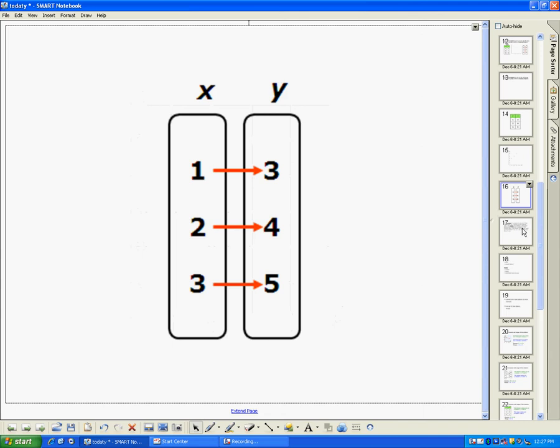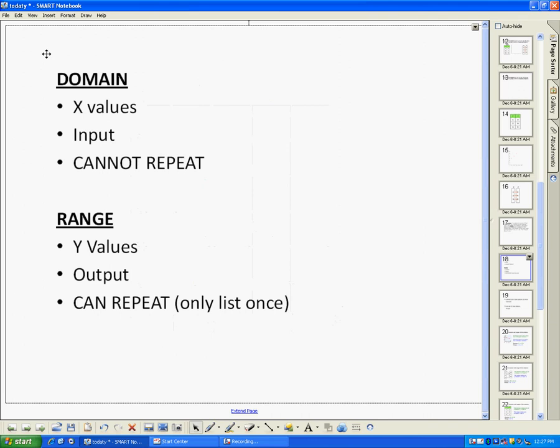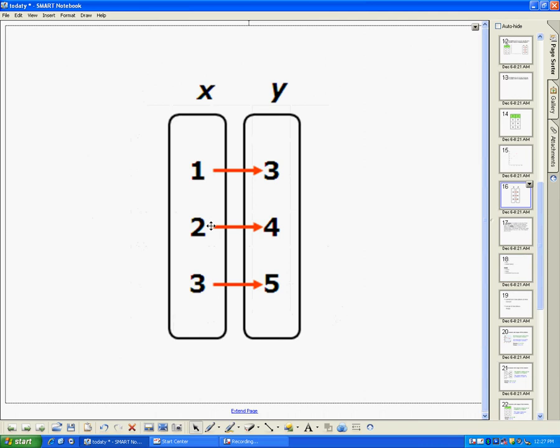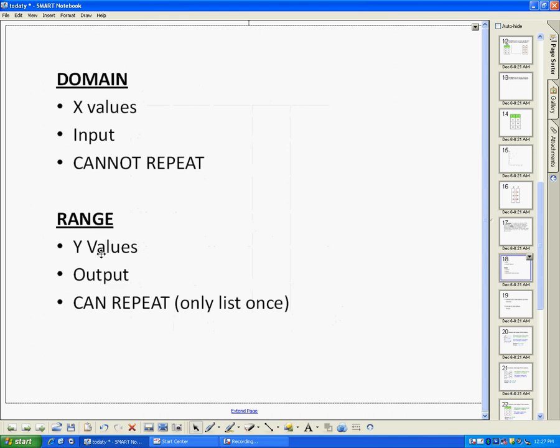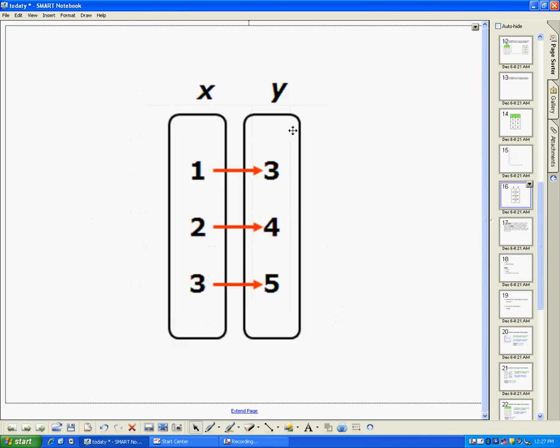Now with this information we have what's called domain and range, and domain is your x values. So if I'm looking back here, all these are my domain. 1, 2, and 3, that's the domain. Your range is your y values. So if I'm looking back here, my y values are 3, 4, and 5.